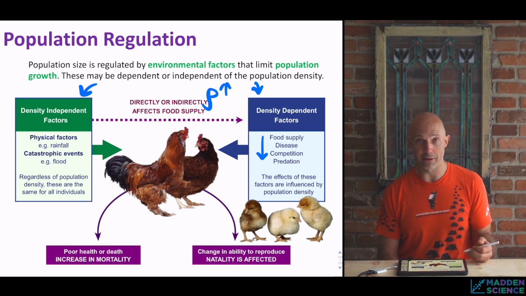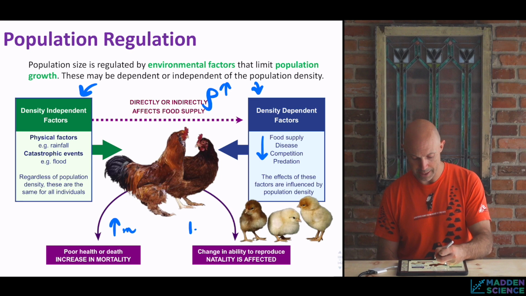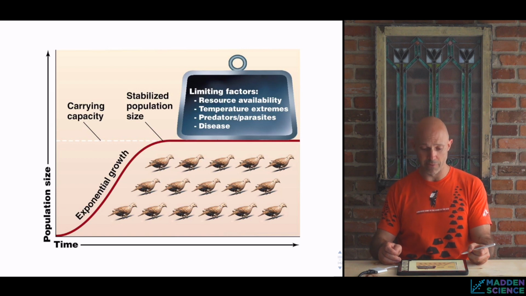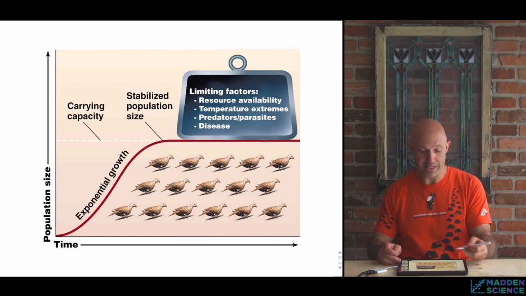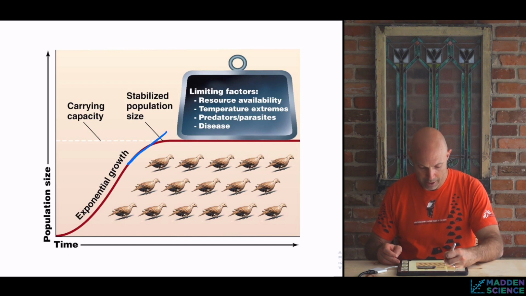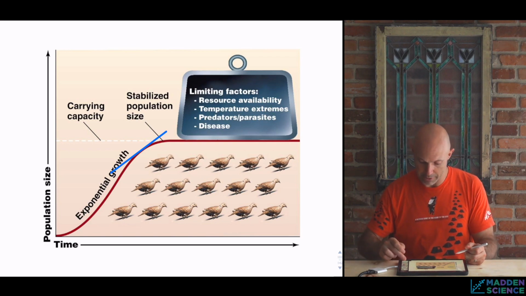And the changes that come about are, on the left, an increase in mortality, which is lowercase m, or a decrease in natality or birth rate, which is lowercase b. And from our book, it shows some examples of limiting factors here that help stabilize this population. You can see that the slope of this curve begins to taper or decrease.